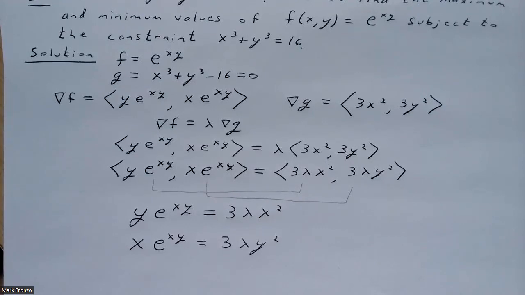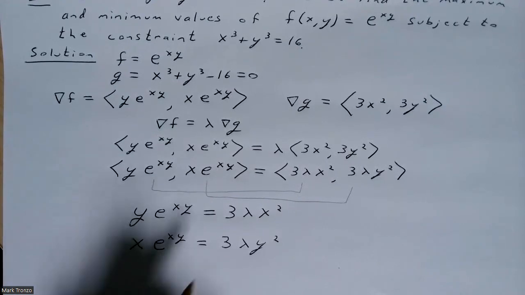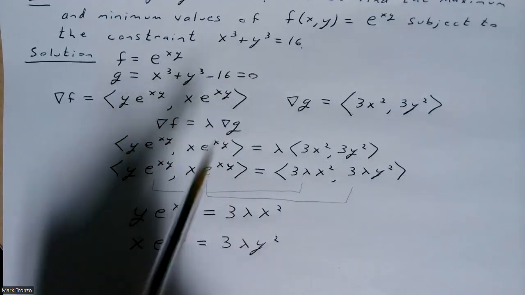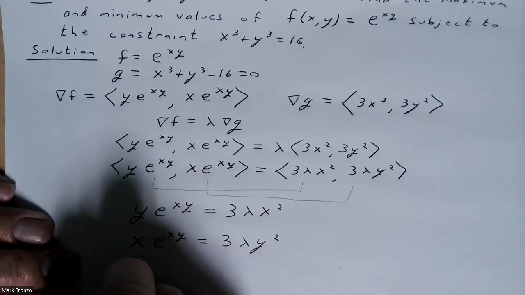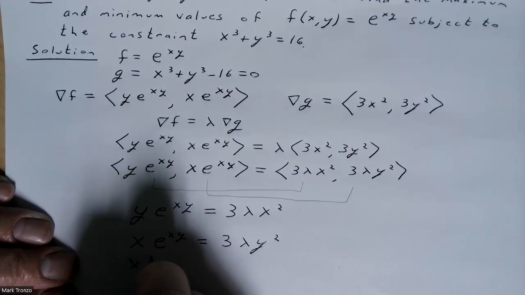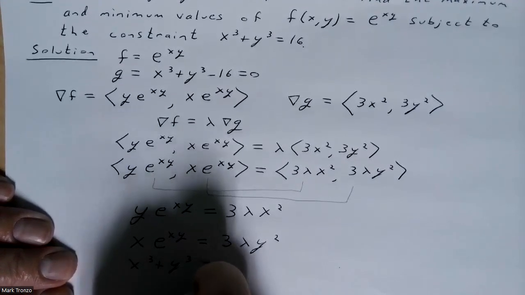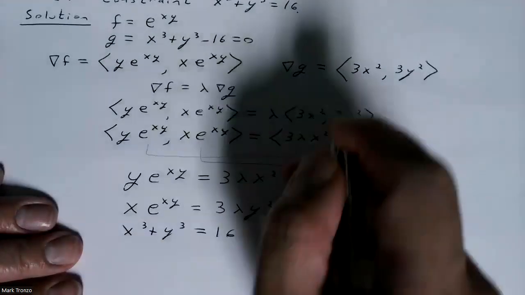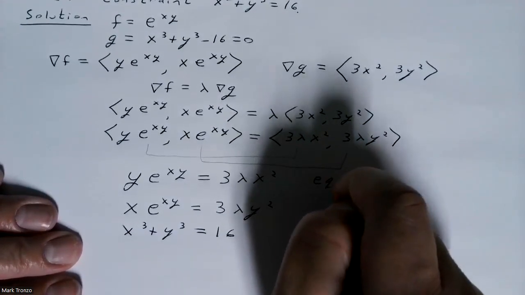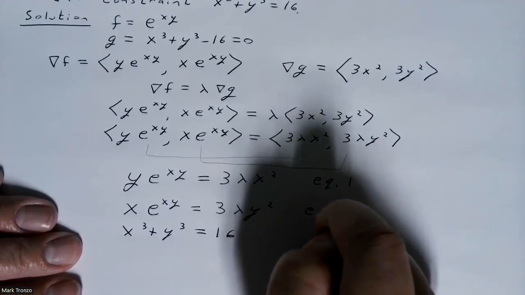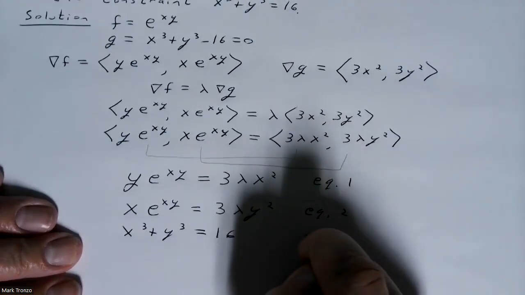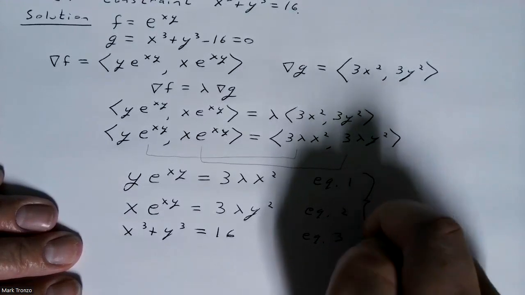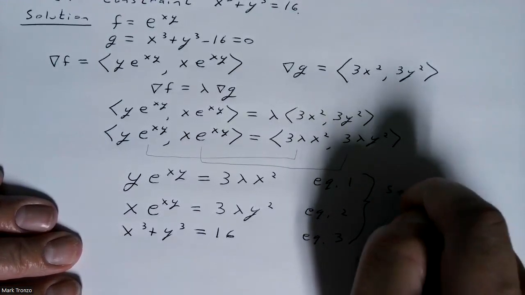And remember, when we set these up, these become two of our equations, and the other one's always the constraint. Always put the original constraint in. Again, sometimes it's helpful to name these. Maybe call this equation 1, equation 2, equation 3. Again, these are what's going to be solved.